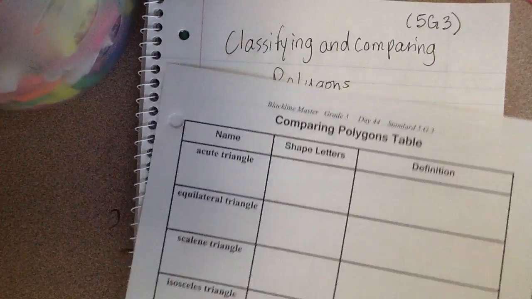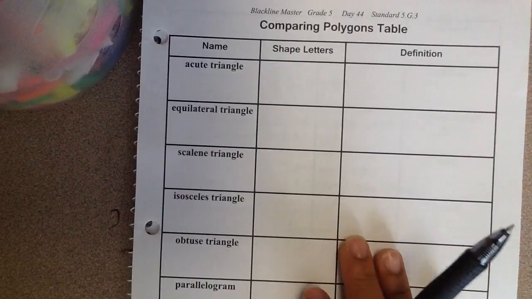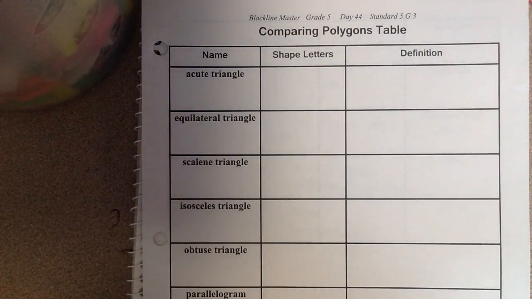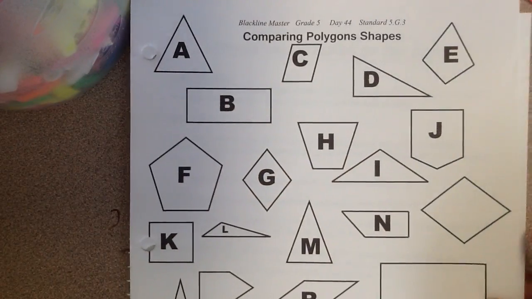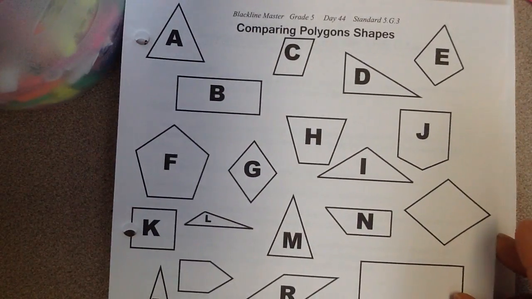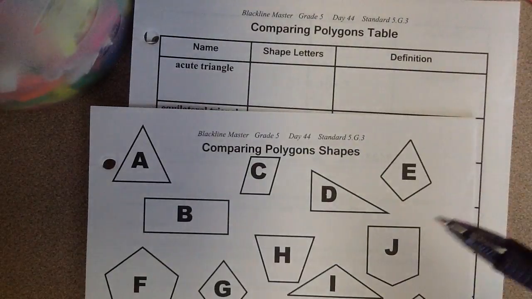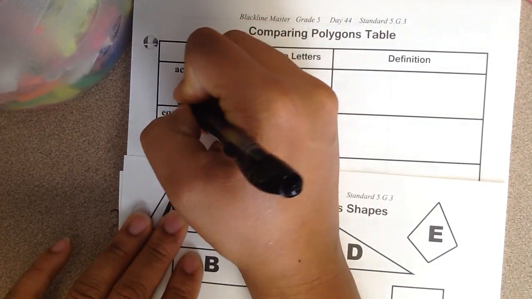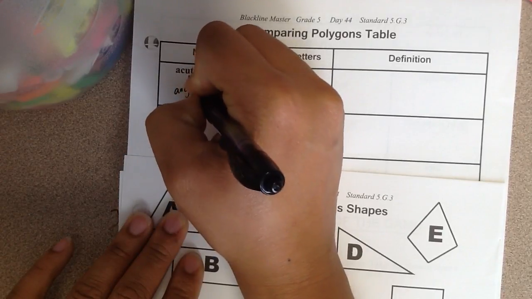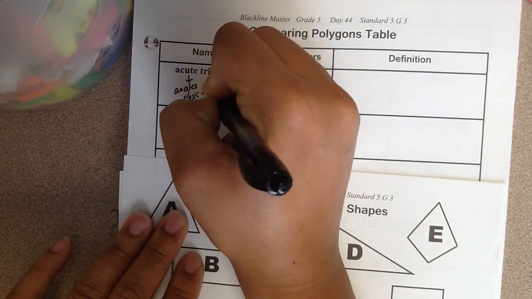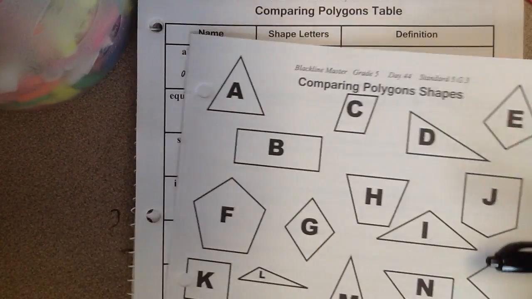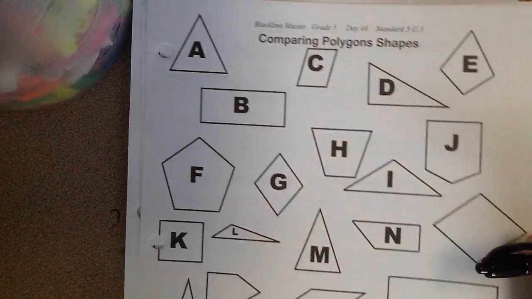Okay, so we're going to look at this page from day 44. And we're going to look at the corresponding pages that have the different shapes on them. And the first thing it wants us to find is an acute triangle. I know acute means it has angles less than 90 degrees. And a triangle has 3 sides. So I'm looking for a triangle that has angles that are less than 90 degrees.